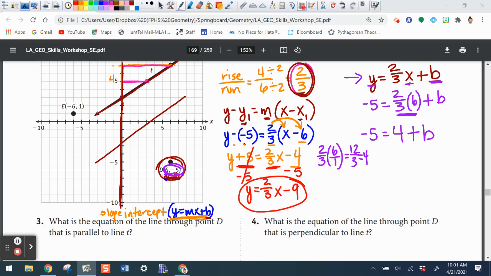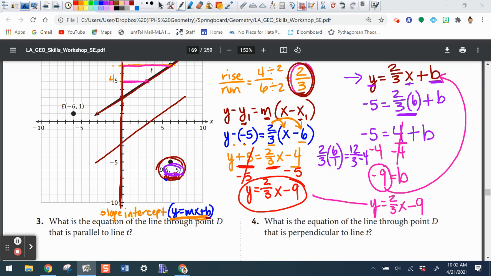Now, our only task here is to get b by itself, and b is trying to add to this positive 4, so to move it across the equal sign, I have to subtract it. 4 take away 4 is 0, so I'll be left with b equals negative 5 minus 4, negative 9. To write our final equation, now that we solved for b, we go back and substitute negative 9 for b in this equation. y will equal 2/3 x minus 9. And notice it's the exact same equation we got before using point slope. So for number 3, the answer is y equals 2/3 x minus 9.